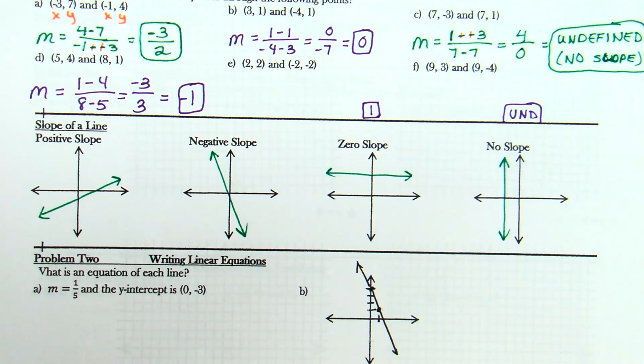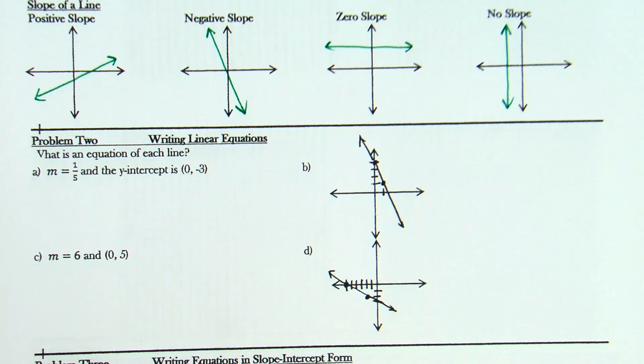Okay? So, just good to be familiar with those pictures. I mean, if you're graphing something, you know it's supposed to have a negative slope, and then you get done, you're like, wait a minute, that's going the wrong way. This is where it's helpful to know what it should look like. Okay, let's write some equations.